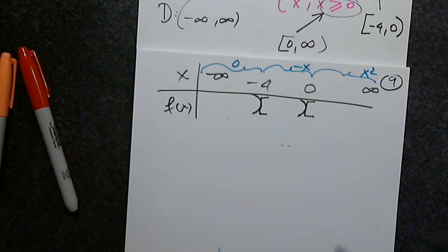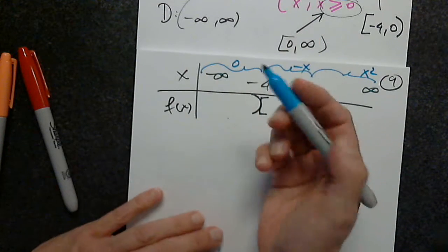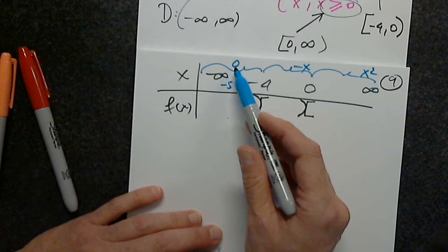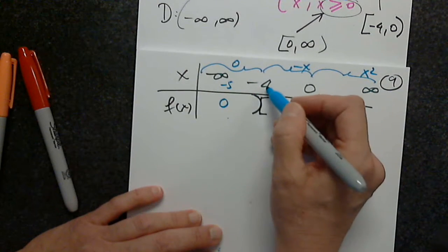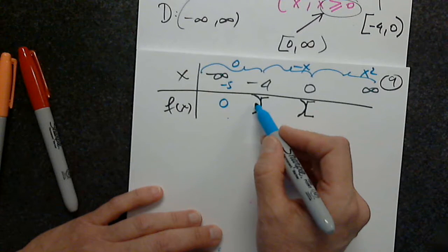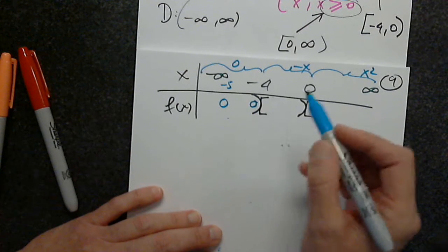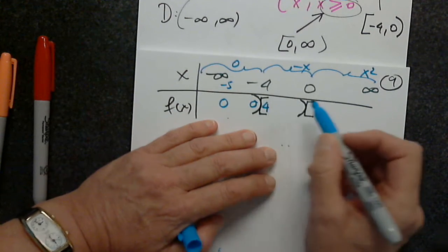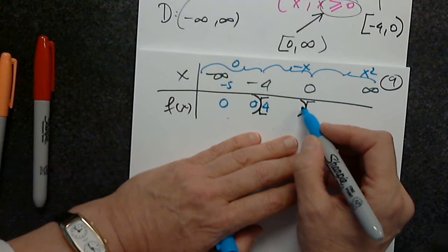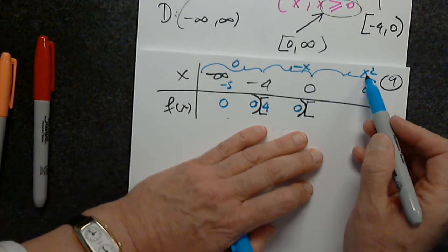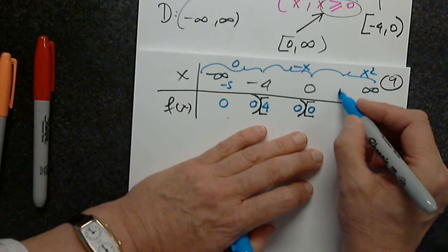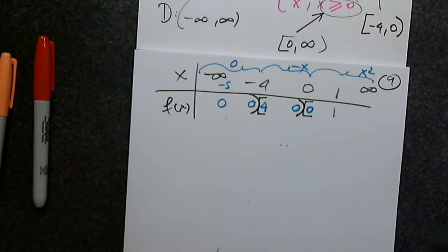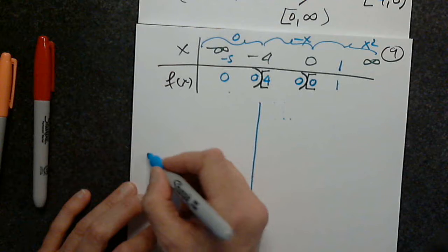Good. So I need some values here. Let's say -5. When x is -5, how much is y? 0. When x is -4, how much is y? Perfect. In the middle, when x is -4, how much is y? Perfect. When x is 0, how much is y? Perfect. When x is 0, how much is y? Good. And let's also look at 1. When x is 1, how much is y? Perfect. Great job.